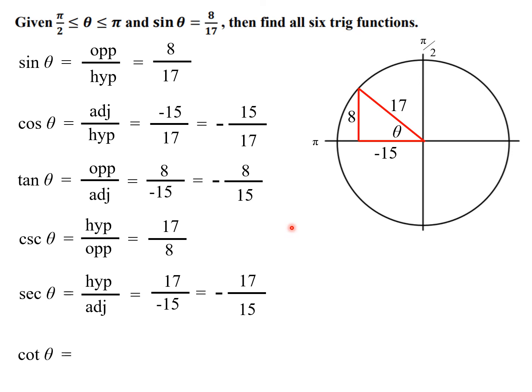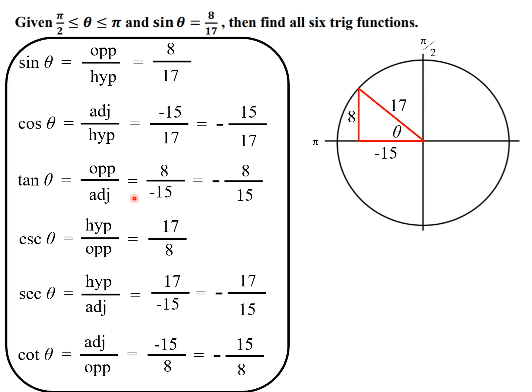And then finally the cotangent will be the reciprocal of the tangent, adjacent over opposite, which turns out to be negative 15 over 8. And you're done.